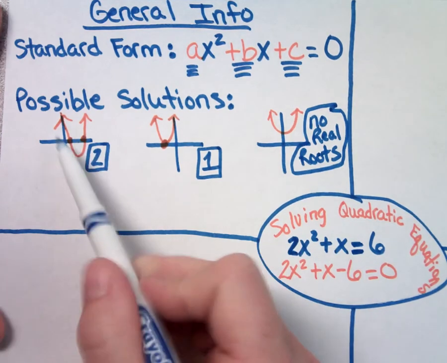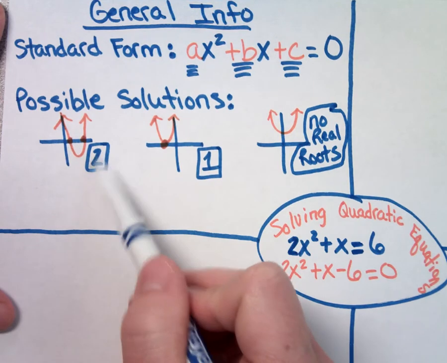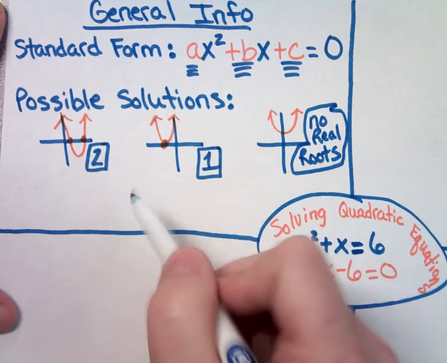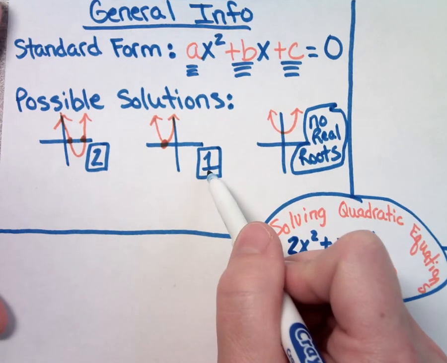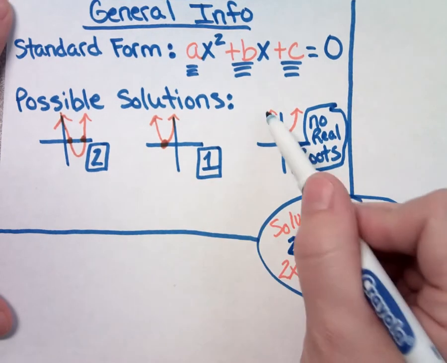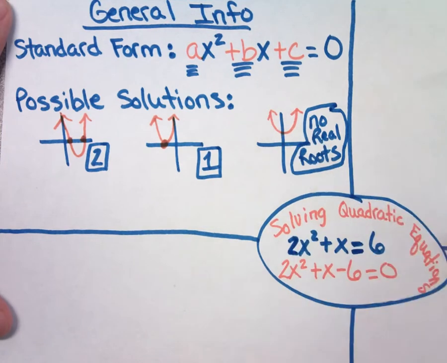The graph can touch the x-axis in two locations, which means you'd get two real solutions. The graph could touch the x-axis just once, which means you just have one real solution. Or the graph could never touch the x-axis, which means there's no real roots.